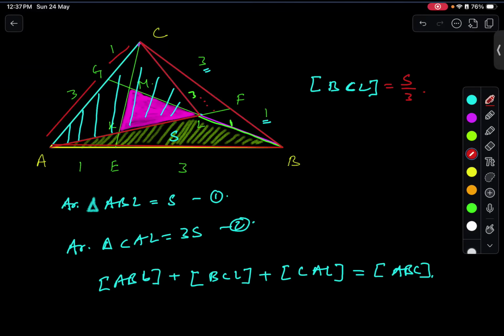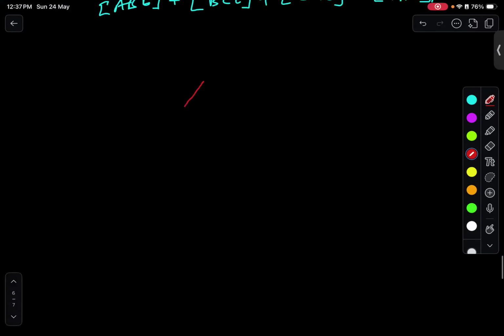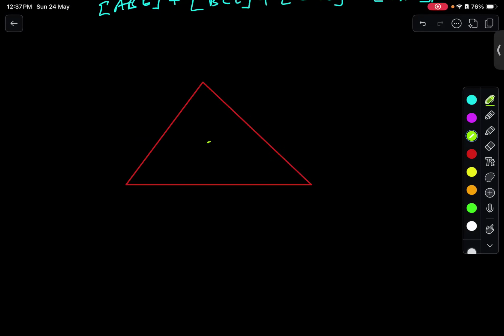Yes, beta. See, we have already seen that if some triangle is given in this form and one point P is something like that here.